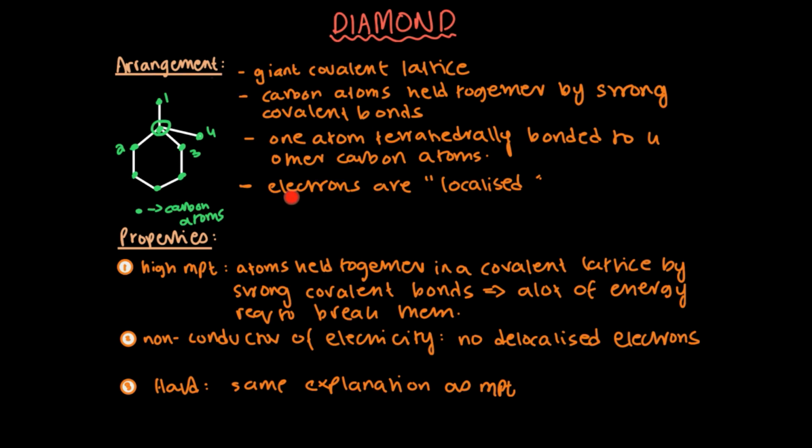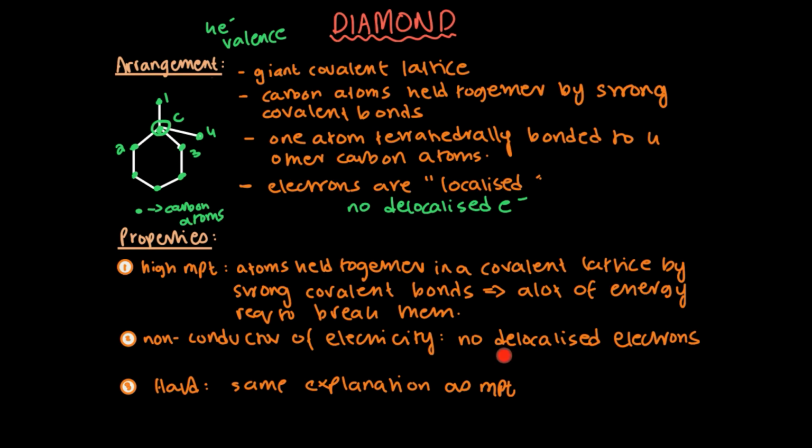And electrons over here are going to be localized. This means that since one carbon is bonded to 4 other carbons, all 4 valence electrons are used in bonding. So there's going to be no delocalized electrons. And now we're going to discuss the properties. So the first property is that it has a high melting point, and this is because of the strong covalent bonds that are there between the carbon atoms. And these covalent bonds require a lot of energy to break. So that's why diamond has a high melting point.